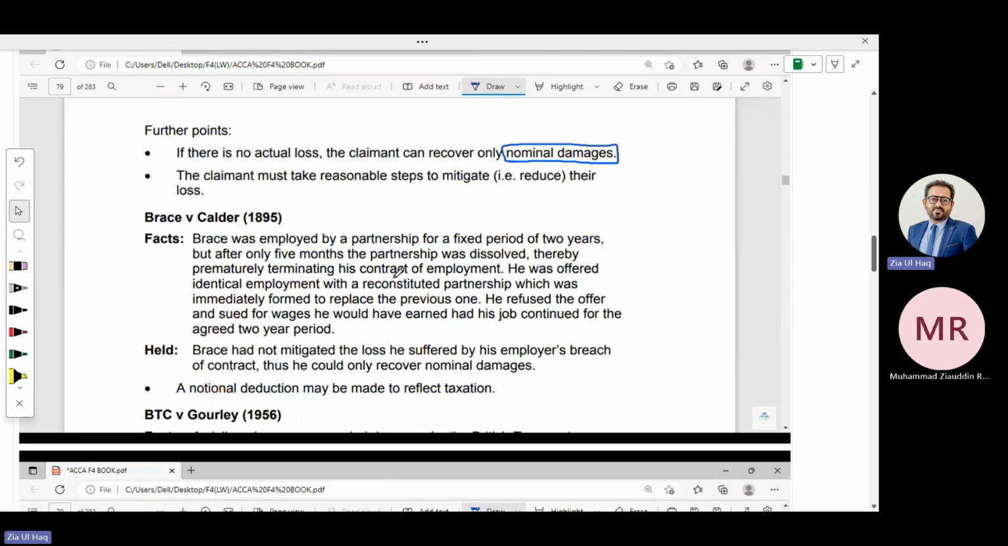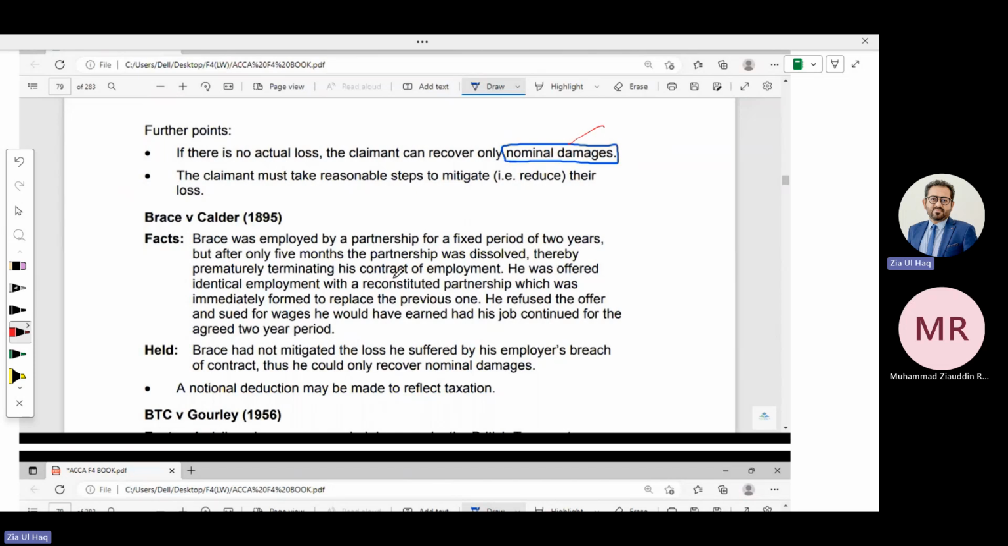Further points relating to damages. If there is no actual loss, the claimant can recover only nominal damages. If the claimant has incurred some expenses, he can recover that. If he hasn't incurred any expenses, I mean there is nothing he lost, but there is a breach of contract, in that case, he can claim nominal damages. Nominal damages, the court will decide. What could be the nominal damages? What could be the penalty that the guilty party has to pay to the innocent party?